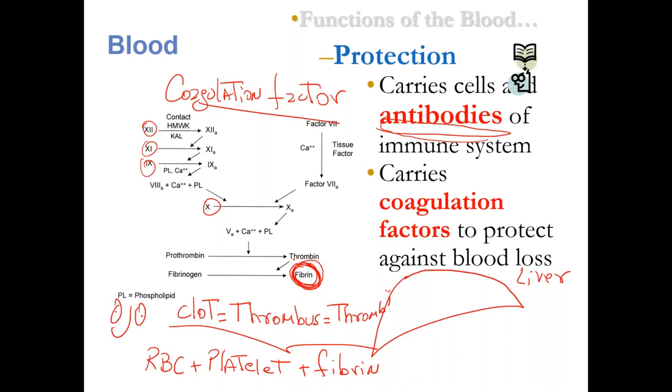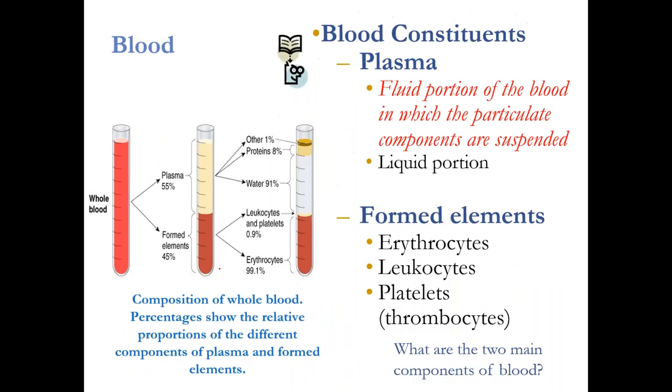You see, all this needs to happen in the liver in order to produce the fibrin. The fibrin then goes to the platelets plus the red blood cells, and that is going to form a clot. So don't forget about that, please.